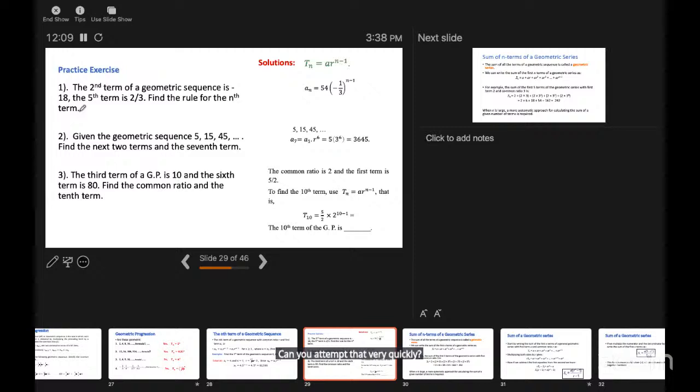Sir, is that minus 18 or 18? I think the second term of a GP should be 18. Let's use minus 18 here. I'm expecting the answer to be 54 times minus 1 over 3 raised to the power n minus 1.